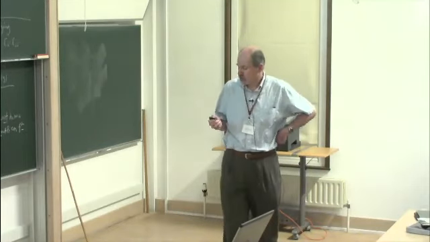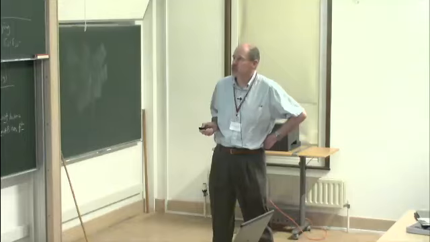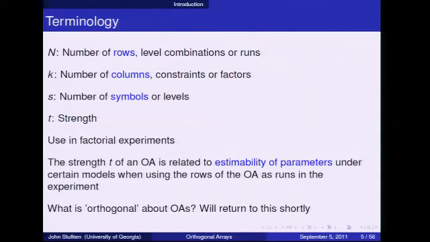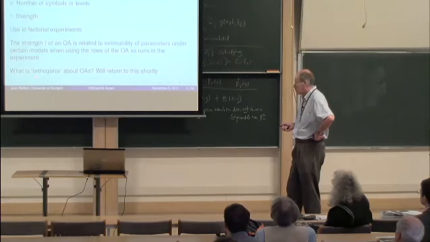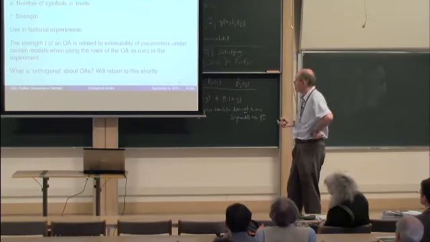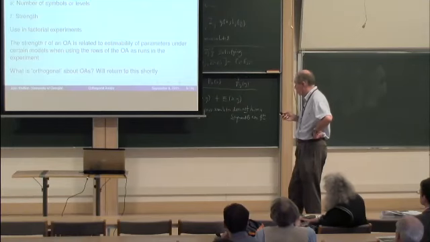The strength of the orthogonal array is, in statistics, related to the estimability of parameters under certain models, and I will say a little bit more about that in just a moment. But the only thing I want to point out here is that it has some statistical meaning, and we come back to that in just a moment. What is orthogonal about orthogonal arrays? Maybe if you just look at the definition, there's more a concept of balance here, and everything has to come equally often. So I'll come back to that as well, why these things are called orthogonal arrays.